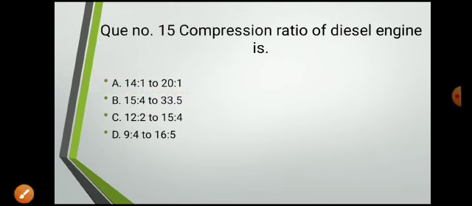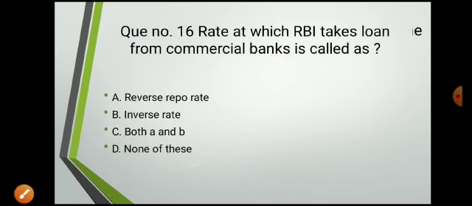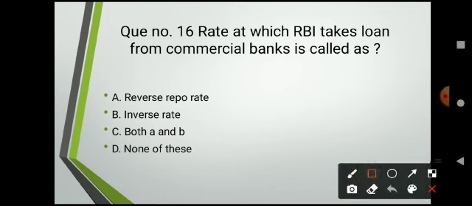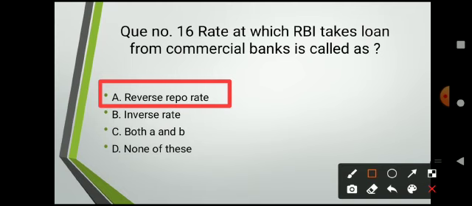Moving towards next question, question number 16. The rate at which RBI takes loan from commercial bank, it is called as. The options are reverse repo rate, inverse rate, both A and B, and none of these. And the correct option is option A, reverse repo rate. The rate at which the RBI takes loan from the commercial bank is known as reverse repo rate.